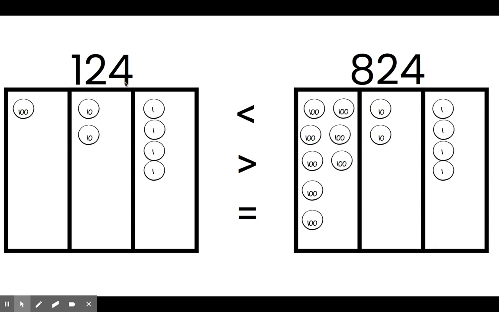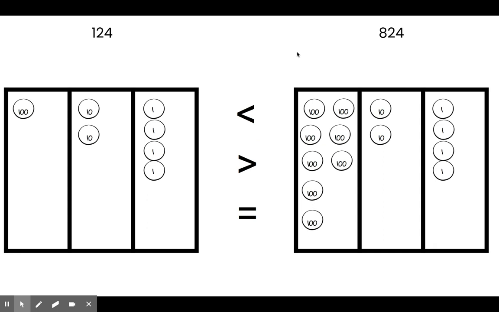But remember, 124 is listed first. It has a less or a smaller value, so let's think about which symbol we would use. 124 is less than, greater than, or equal. What do you think? If you said less than, you're correct. 124 is less than 824. Remember, the opening on our symbol that's larger will face toward the larger number, or the number with the greater quantity.